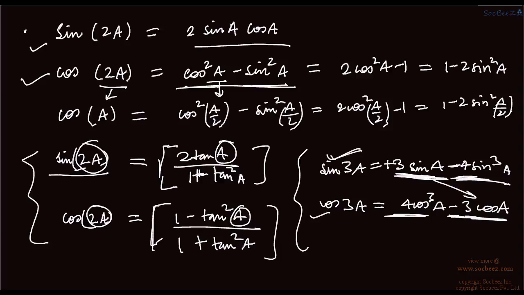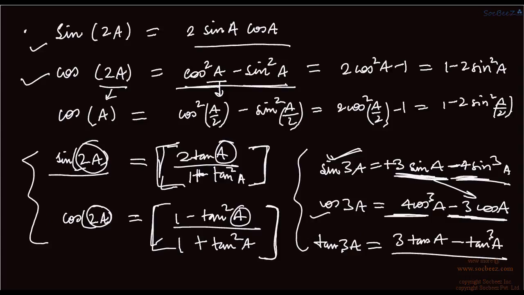Now cos 2A is 1 minus tan square A upon 1 plus tan square A. Sin 2A is 2 tan A upon 1 plus tan square A. Similarly, you have tan 3A, which is 3 tan A minus tan cube A upon 1 minus 3 tan square A.